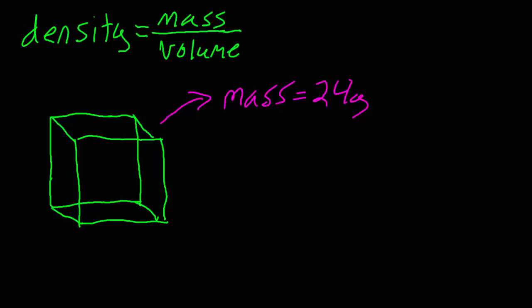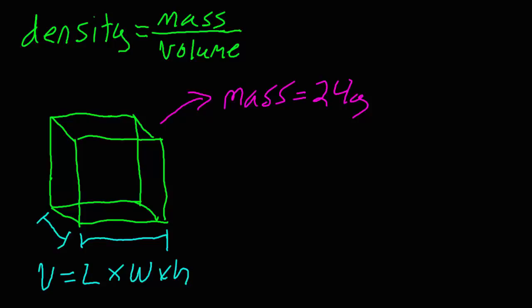And let's go even further and start talking about the volume of this object. Now this is a cube. So one of the ways you can find the volume of a cube would be to measure the length, multiply it by the width, and then multiply it by the height. The volume of any object is really just the three-dimensional space that it takes up. If I take the length of this cube and multiply it by the width of this cube, and then multiply it by the height of this cube, I have the volume.